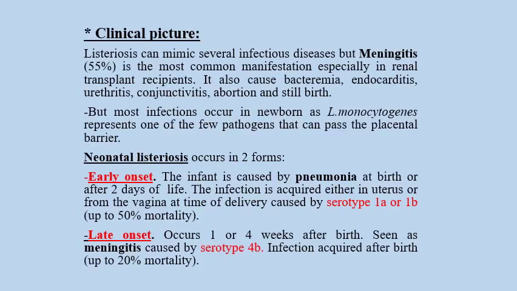Clinical picture. Listeriosis can mimic and be similar to several infections. 55% is meningitis. So it manifests itself 55% as meningitis. It is the most common manifestation, especially in renal transplant recipients. These people are surely taking drugs to depress their immunity, so they are liable to get the infection. But what if a person has good immunity? Isn't he infected by this organism at all? No, he can be infected, but it will manifest itself as a common cold.